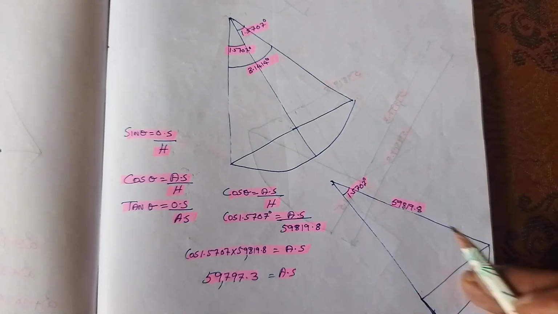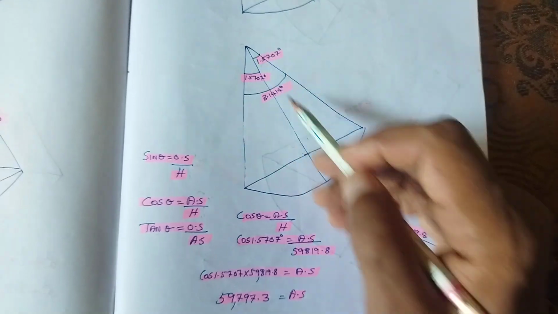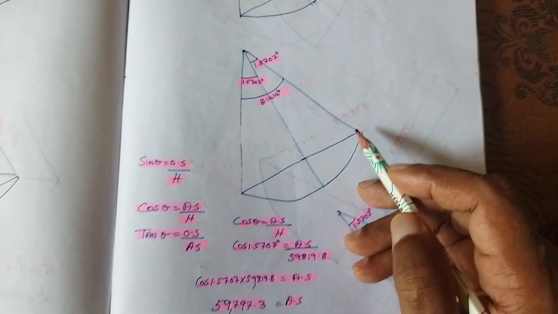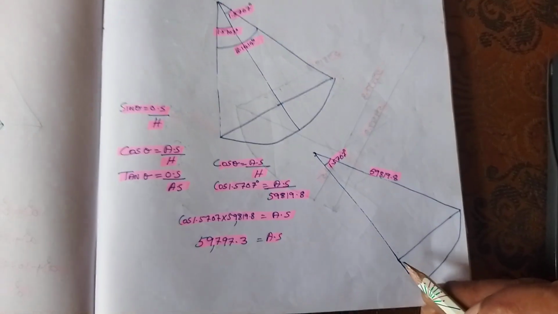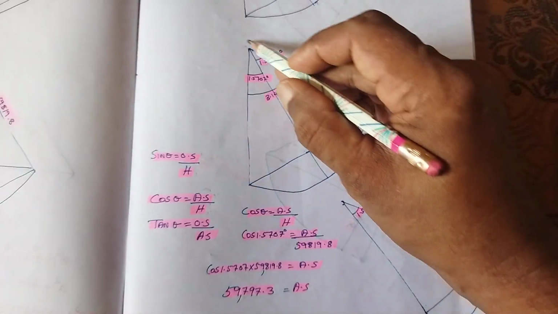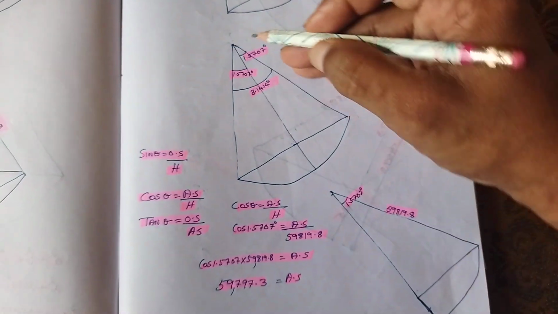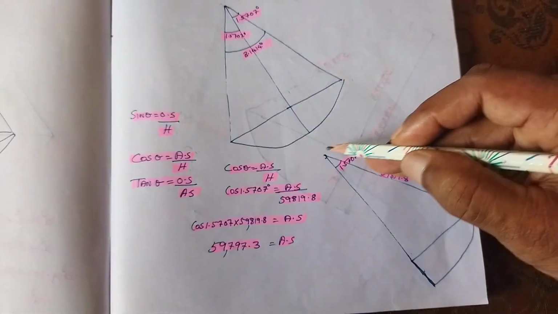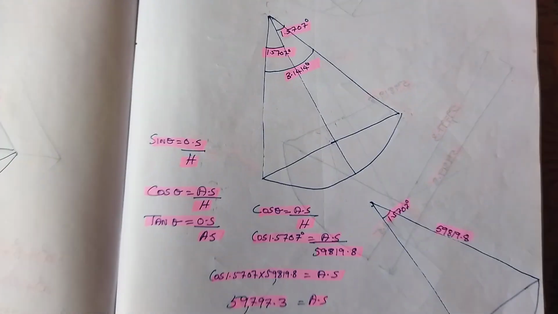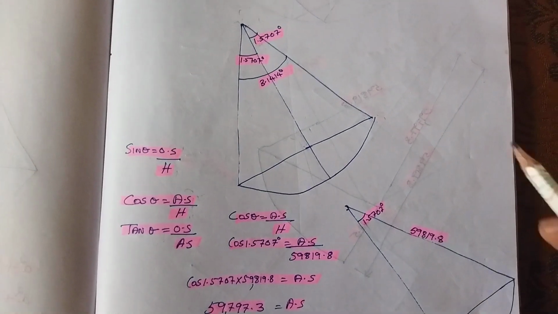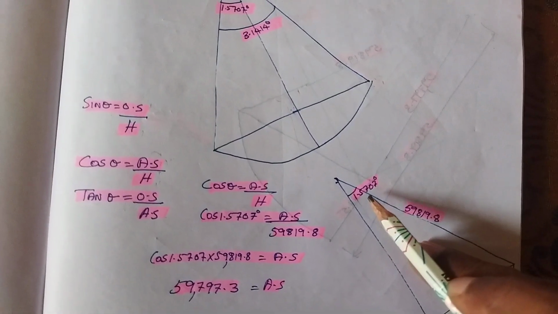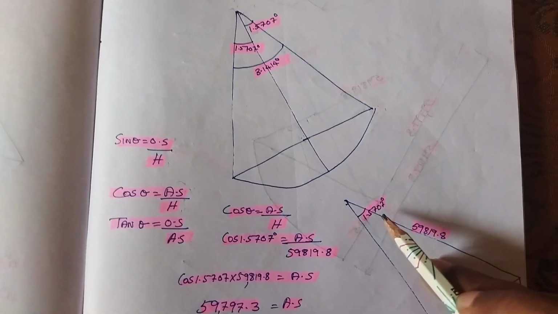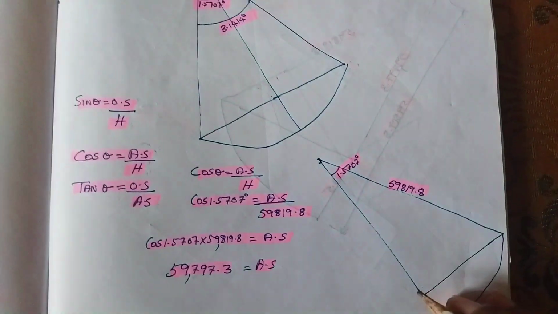I have written it here. I have made this triangle only to avoid confusion. I avoided this portion and I just made a triangle from here to here, here to here, and from here to here. Then you won't have confusion. So using 59,819.8 and degree 1.5707, we are going to find out this measurement from here to here.